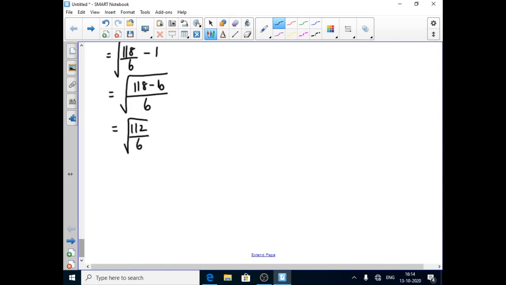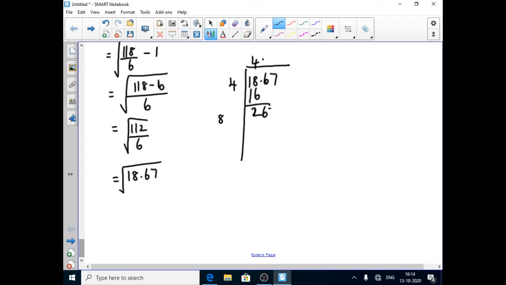Dividing 174 by 6, the answer will be 29. Now you have to find the square root of 18.67. For 18.67, 4 4s are 16. Subtracting, 2. Write the next 2 digits, 267. So if you put 8 3 times, 3 3s are 9, 8 3s are 24. Subtracting, the answer is 80. Now add 0. Multiply by 2.